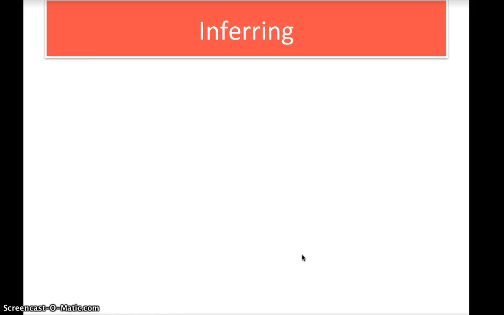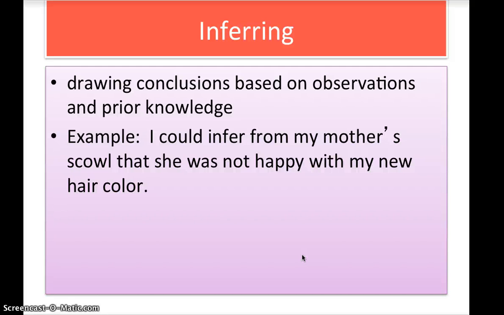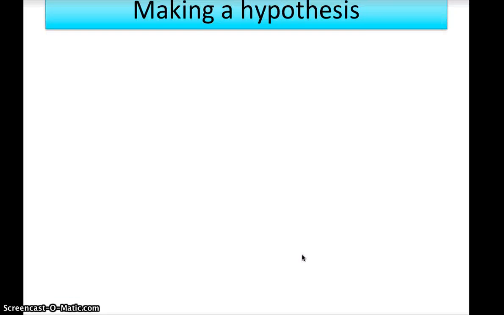Inferring, our next processing skill. When we infer, we draw conclusions based on stuff we know already. Observations and prior knowledge is a more professional way of saying that instead of just stuff. An example of inferring: I can infer from my mother's scowl that she was not happy with my new hair color. If I was to explain this to you, I observed my mother's face, and I came to the conclusion based on past experiences with the face she made.